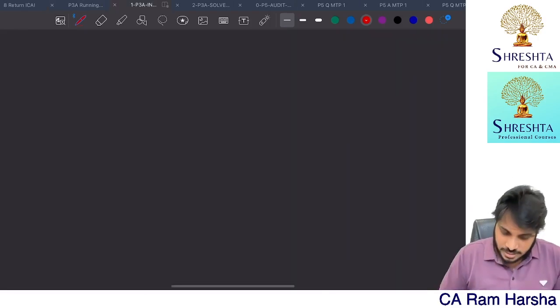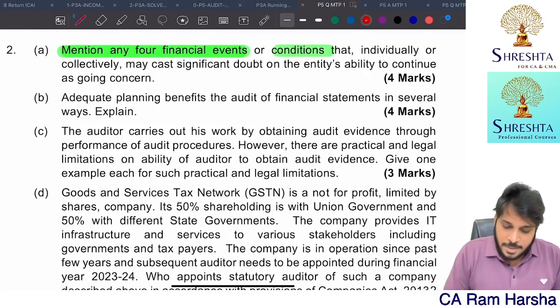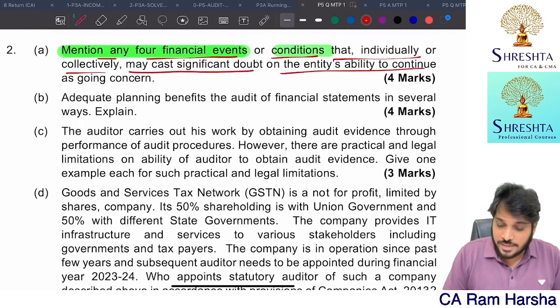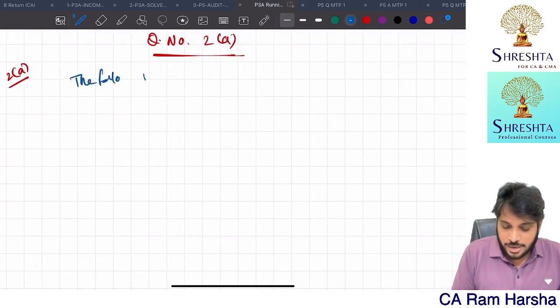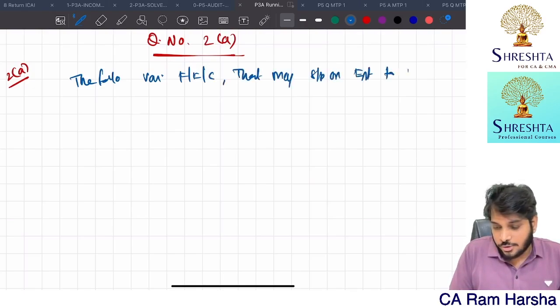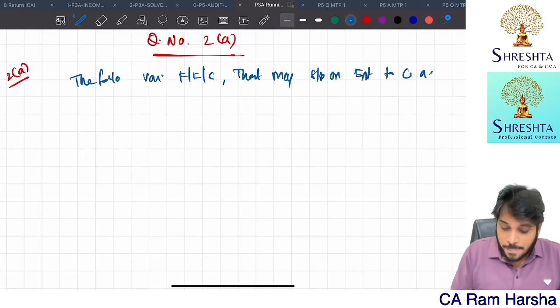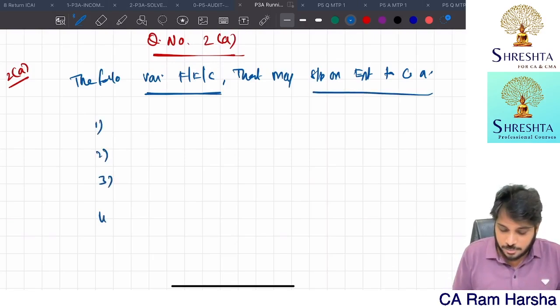Now, look at this question. Mention any four events or conditions that individually or collectively may cast a significant doubt on the entity's ability to continue as a going concern. So, it's a straight question. You can straight away write: the following are the various financial events or conditions that may cast significant doubt on the entity's ability to continue as a going concern. So point number 1, point number 2, point number 3, point number 4.